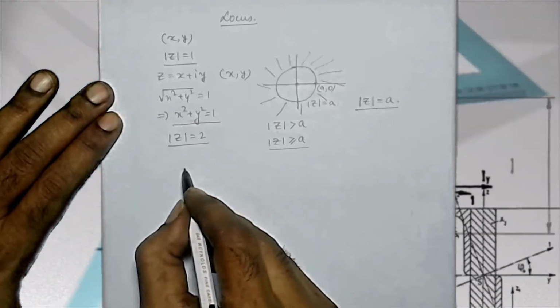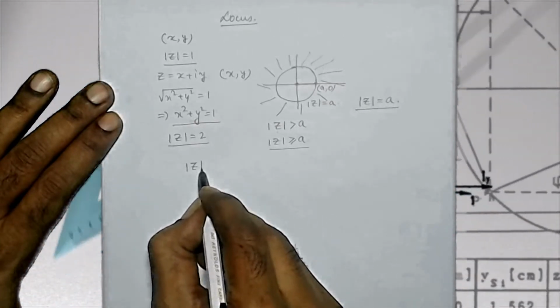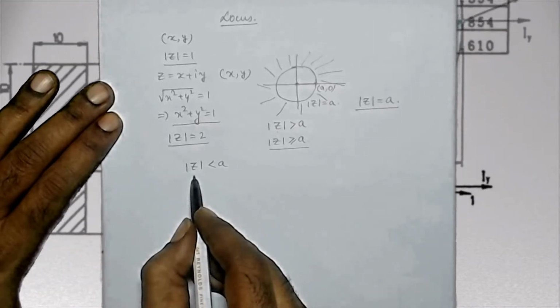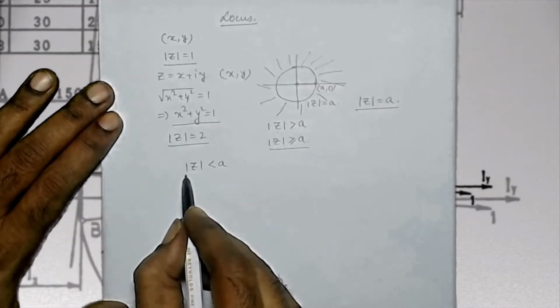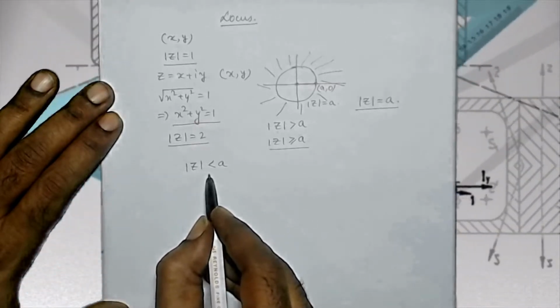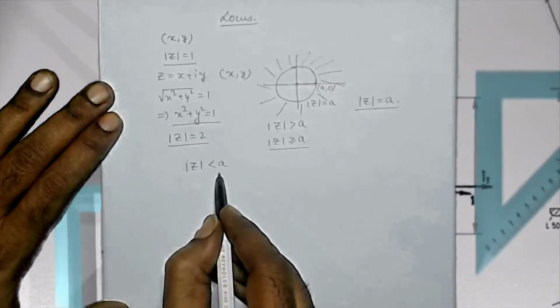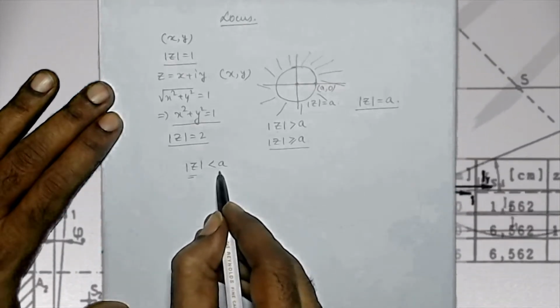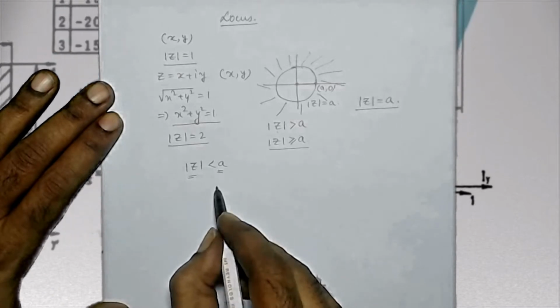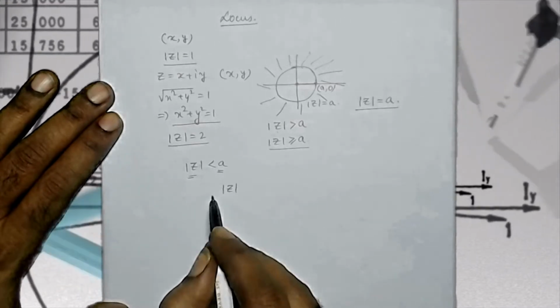Now suppose I say that mod z is less than a, what do you mean by that? z is any arbitrary point on the complex plane. Mod z is less than a means this represents all the points inside the circle whose center is at the origin and radius is a units. Yes? Now let us combine these two results.